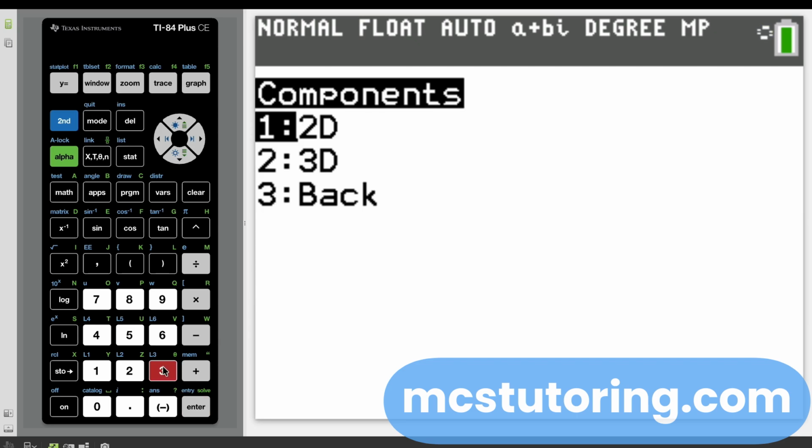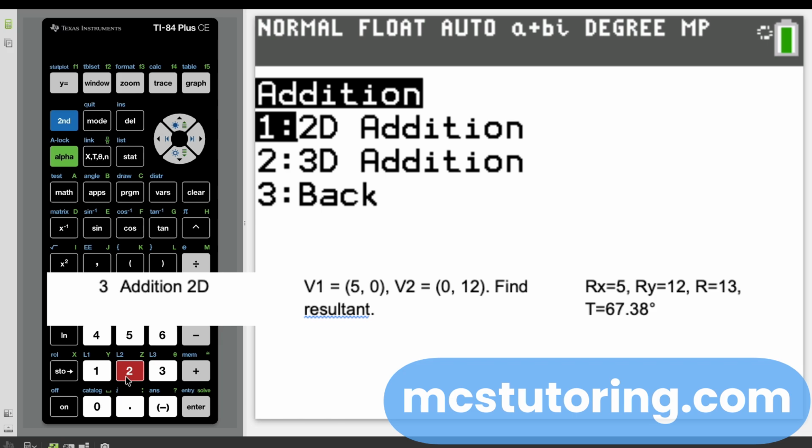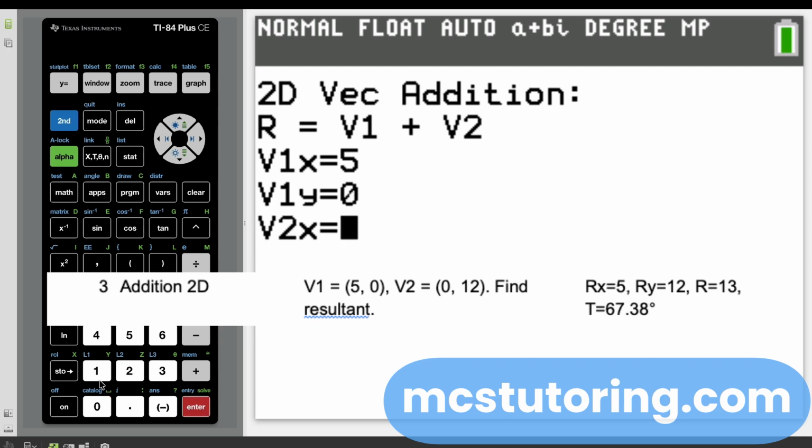We're going to go to addition. So we go back to the main menu and choose option 2, addition. Now, we're going to choose 2D addition here, just for the simplicity of this intro video. We're going to enter V1 with components 5 and 0, and V2 with components 0 and 12. So our V1x is going to be 5. That's the X component of vector 1. And for the Y component of vector 1, we're going to enter 0. And then V2x is 0, and V2y is 12.